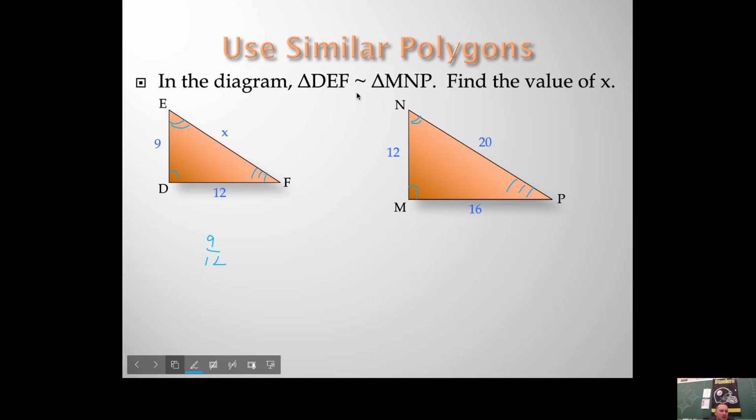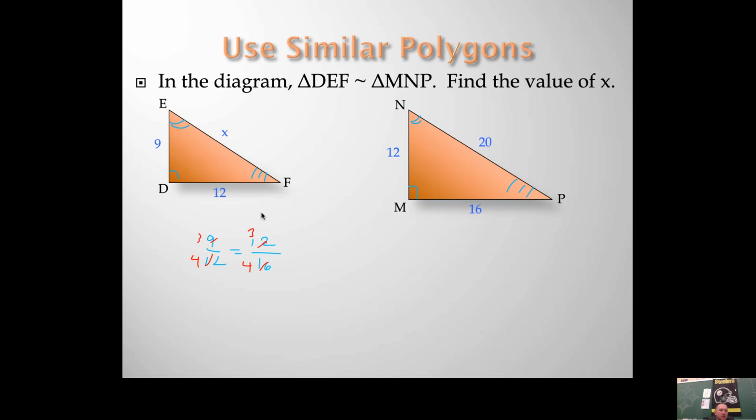You can also look up here and see that segment DE goes with segment MN. That's really what you should be doing. Not left to left. Not bottom to bottom. Now, this 12, notice how that's in between arcs 1 and 3. Same thing here. So the 12 does go with the 16. And if you look at these, they better be the same because they're similar. Right? 9/12 is 3/4. So is 12/16. They're 3/4.